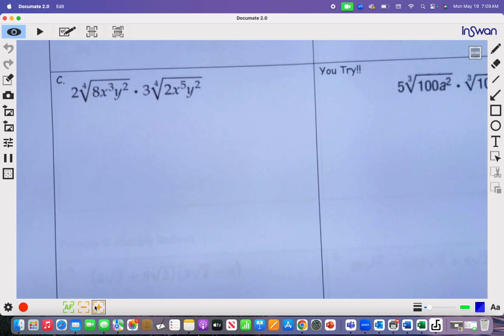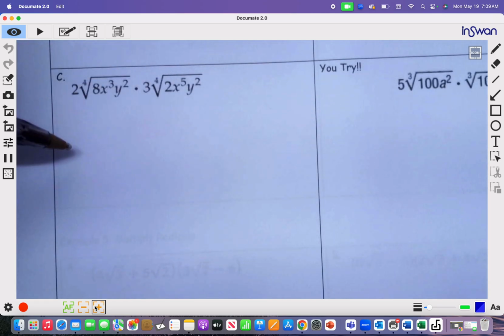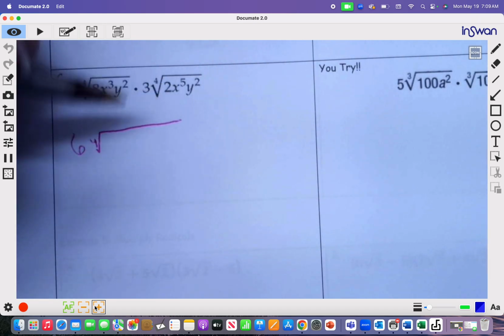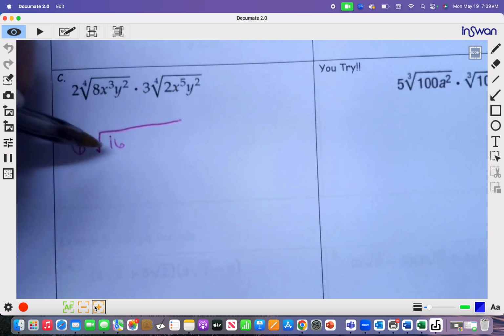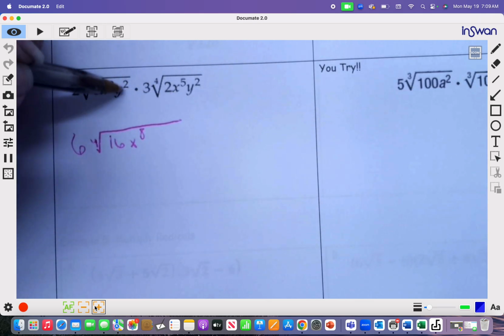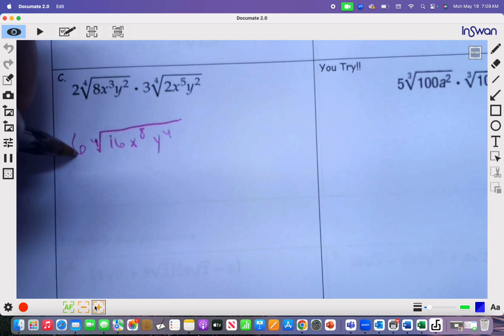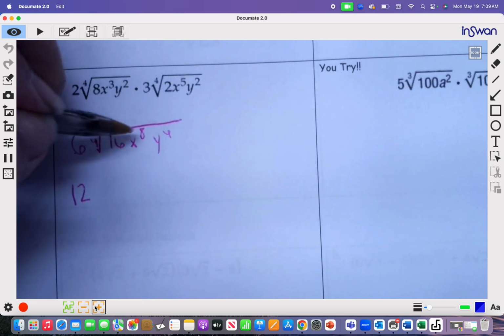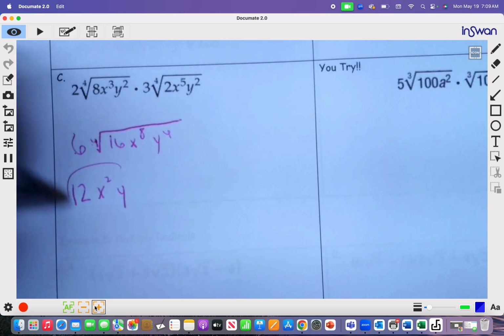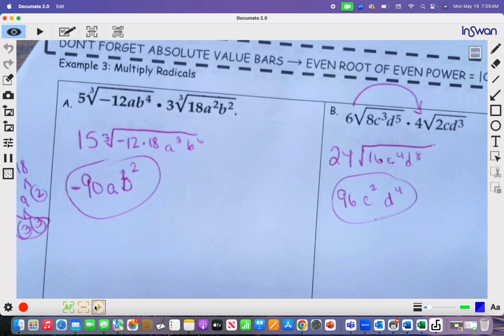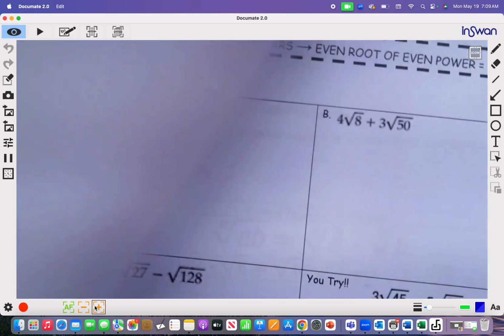Okay, I'm going to do one more and then move on. So 2 times 3 is 6. Underneath, we have the fourth root of 8 times 2, which is 16. Add those up, I get x to the eighth. Add those up, I get y to the fourth. The fourth root of 16 is 2. And 2 times 6 is 12. Then 8 divided by 4 is x squared. 4 divided by 4 is just y. That's my final answer.